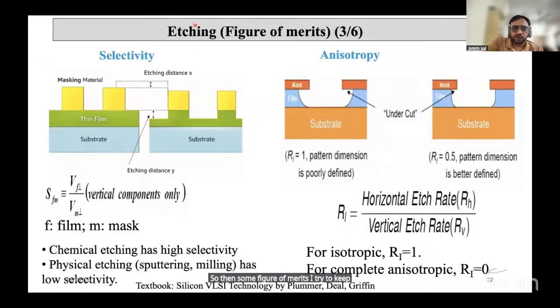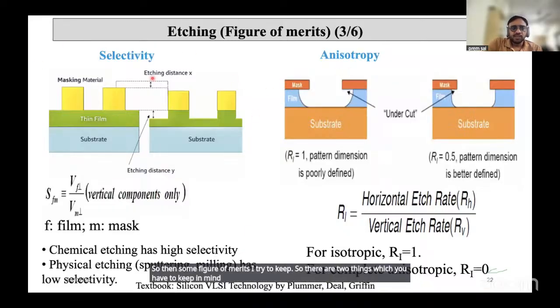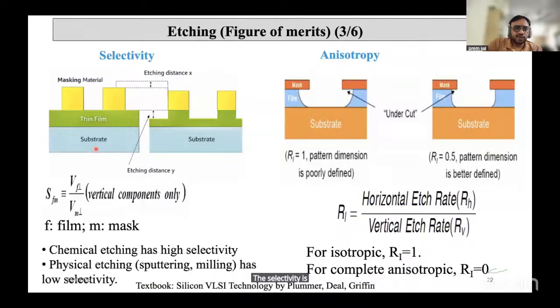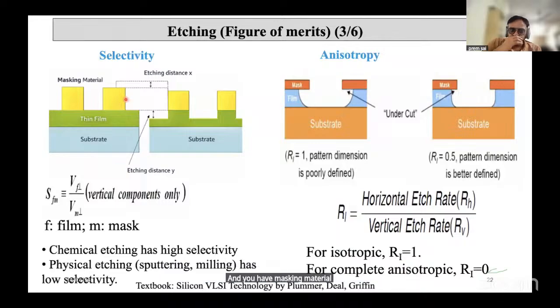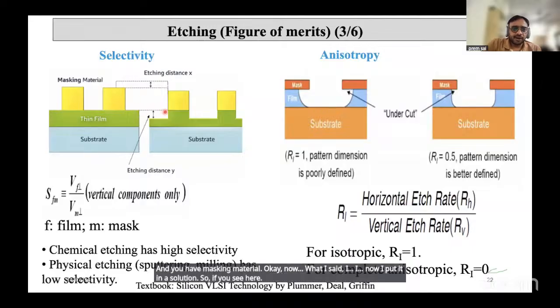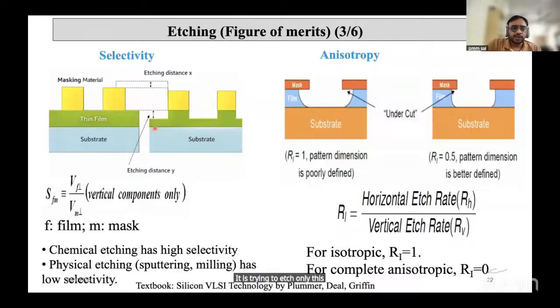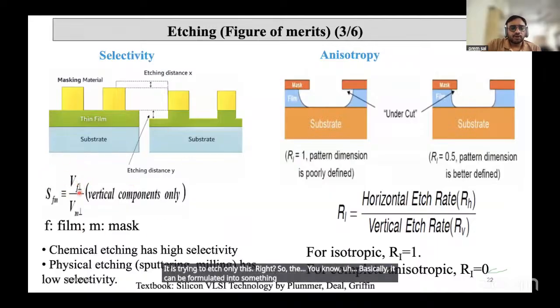Then some figures of merit I try to keep. There are two things you have to keep in mind: selectivity and anisotropy. Selectivity is very simple. You have a substrate, let's say a film, and you have masking material. Now I put it in a solution. You see here it is trying to etch only this, right? Basically it can be formulated as the vertical component of the film etch to the vertical component of the mask etch.